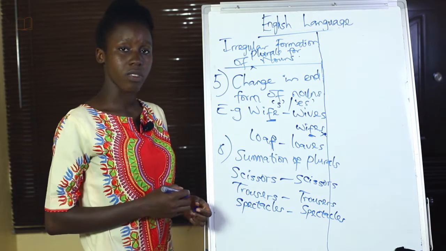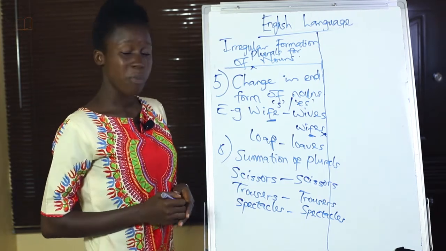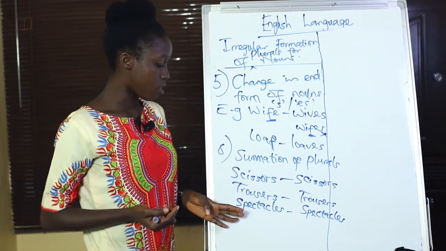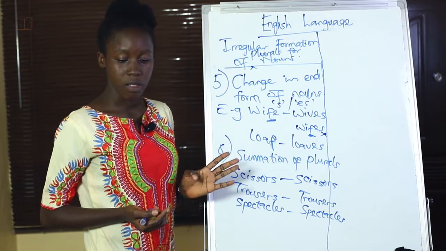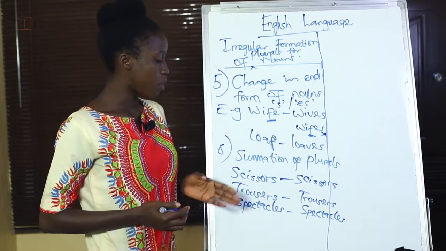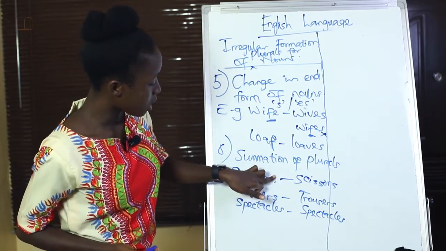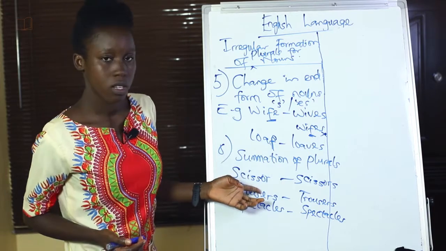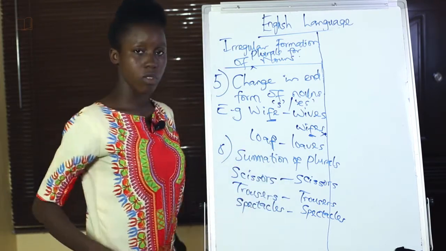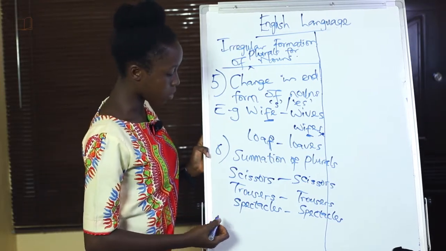Now I want you to take note that the three examples I just highlighted, the thing common to them is that they appear in pairs. Scissors appears in pairs. Trousers appears in pairs. Spectacles appears in pairs. Even pajamas, pliers, they are also examples under it. So you don't say scissor and then say this is a singular. Scissors is scissors, trousers is trousers, and so on and so forth. So that's the sixth under the irregular formation of plurals for nouns.